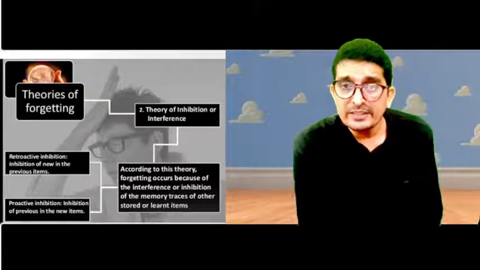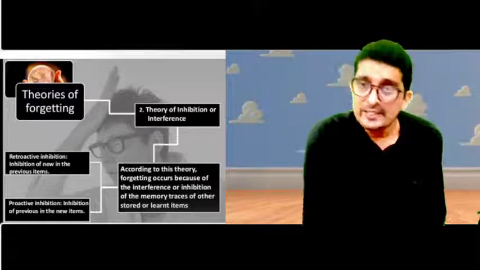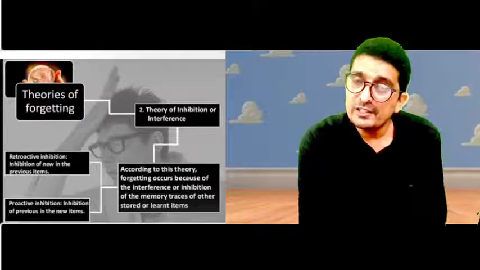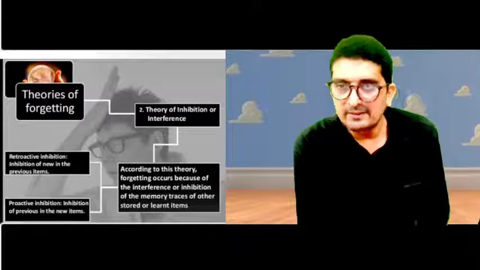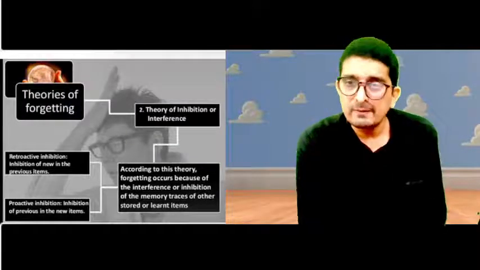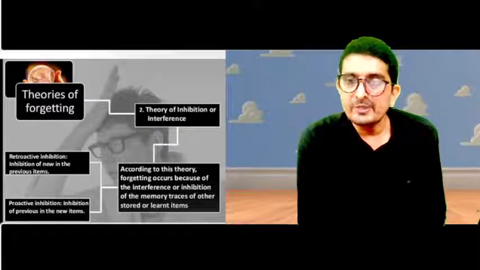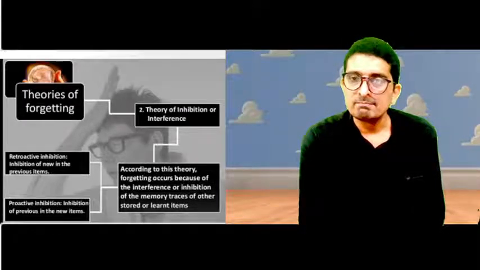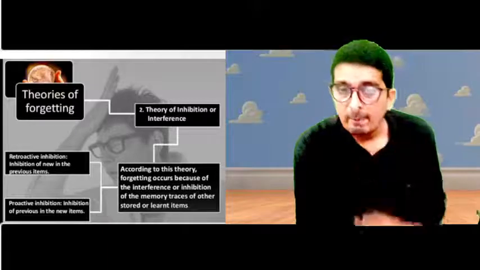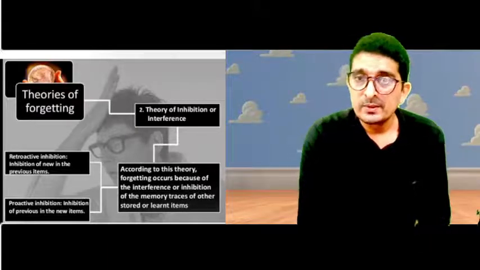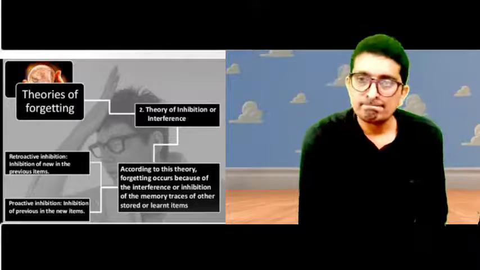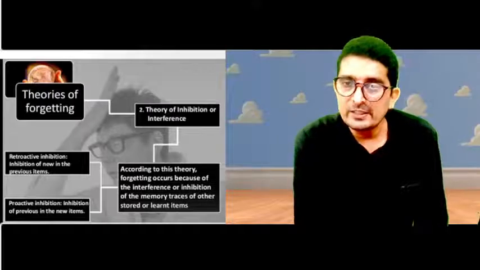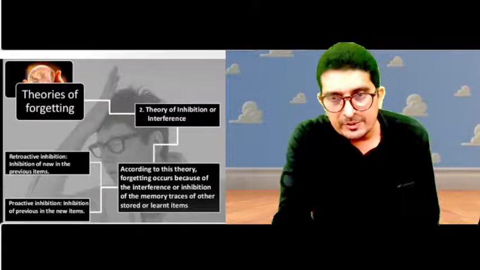Proactive inhibition is the inhibition of a new item by the previous item. The same example we can take. We have already learned put, and now we learn cut. If we learn cut today and tomorrow, when we see the word cut, we pronounce it kut because of the interference of the old word put. So this is the theory of inhibition or interference. Retroactive inhibition is there, and proactive inhibition is there.